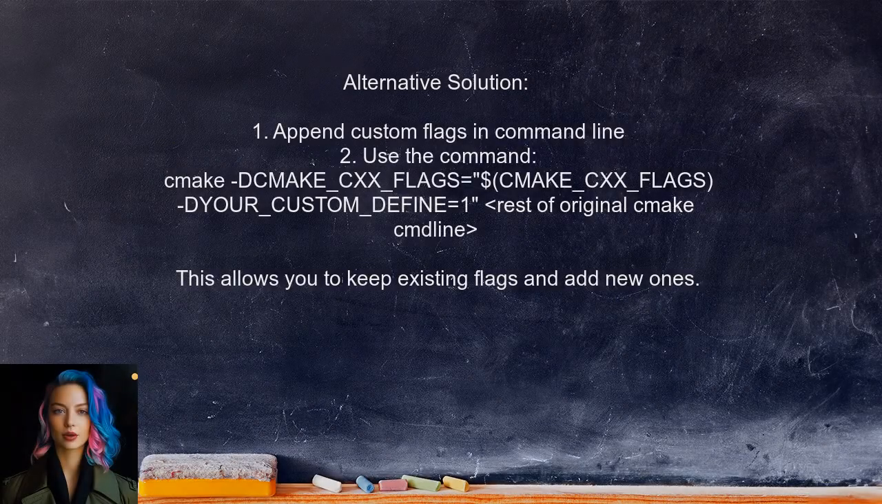An alternative approach suggested by a user is to append custom flags when invoking CMake from the command line. They recommend using the command cmake -DCMAKE_CXX_FLAGS=-DCUSTOM_DEFINE=1, followed by the rest of your original CMake command.